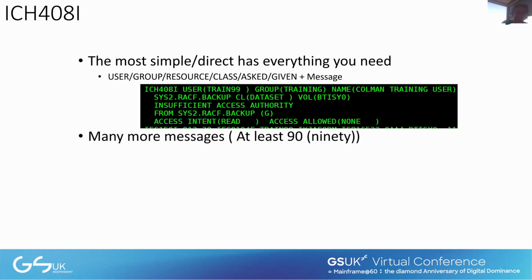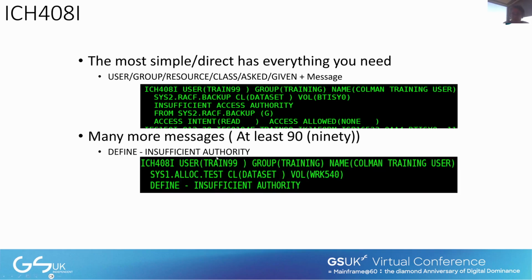There are at least 90 different variations on this message. I counted them this morning as well, and I'm not going to go into all of them. But one of the ones we get that confuses people the most is this kind, because you do have the who, and you do have the what, but you don't have the why. And it's defined as insufficient authority.